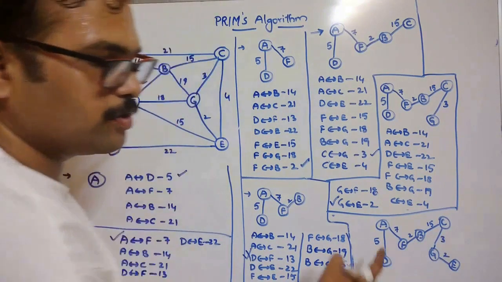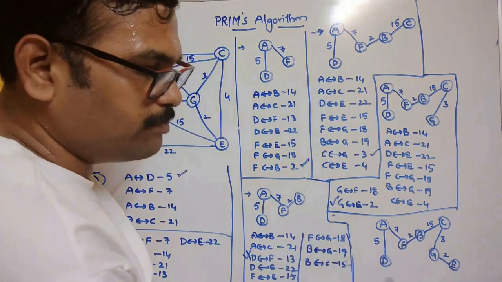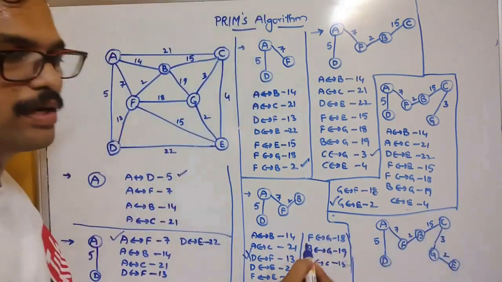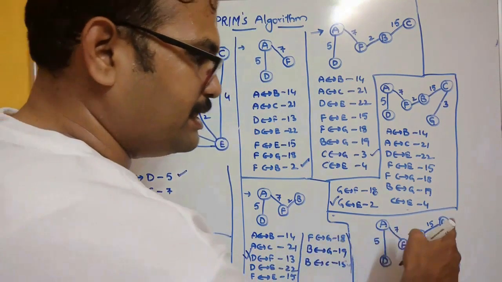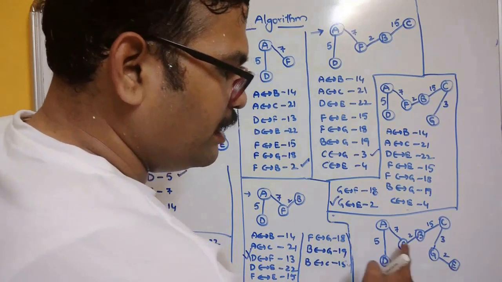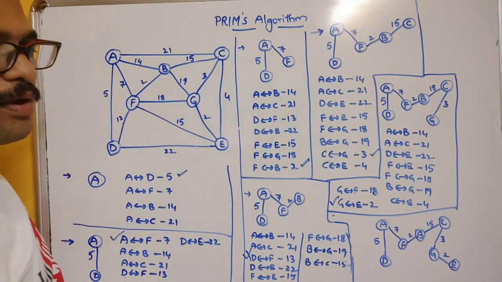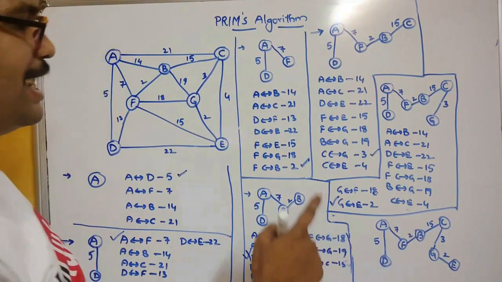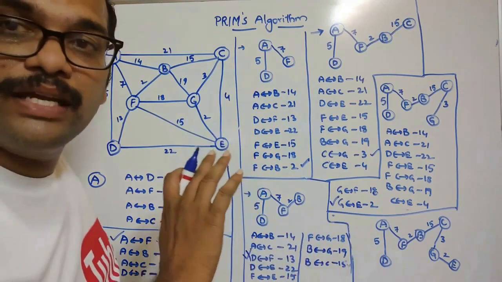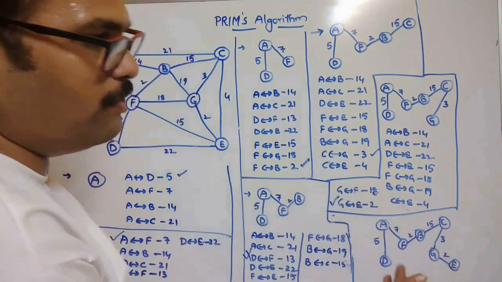Right? So this is the tree, and now you can observe all the vertices have been covered. So A, B, C, D, E, F and G. Right? So all the vertices have been covered here. So we can stop here and consider the remaining edges.